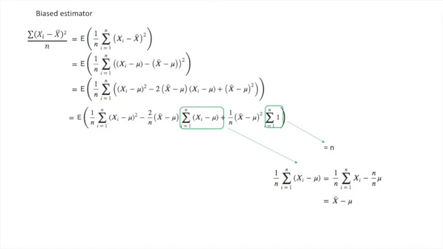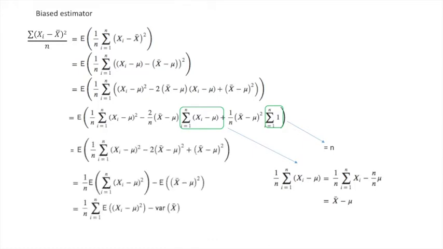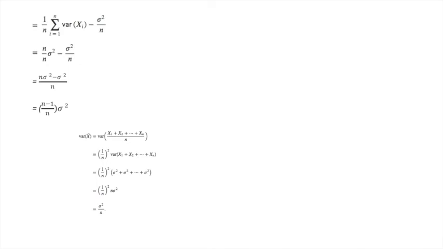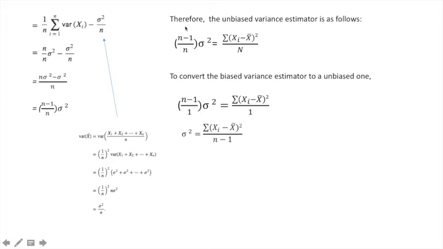Noting that the sum of x_i minus the population mean from i equals 1 to n is merely n times the difference between the population and the sample mean, and the sum of 1 from i equals 1 to n is just n, the values can be simplified as follows by pulling 1 over n out for the first term and using the property that the expectation of the squared deviations is just equal to variance. Taking note that the variance of x bar is merely equal to the population variance divided by the number of data values in the sample, continued simplification over here will eventually derive into an equation where n minus 1 divided by n times the population variance is equal to the expectation of the biased sample variance estimator.